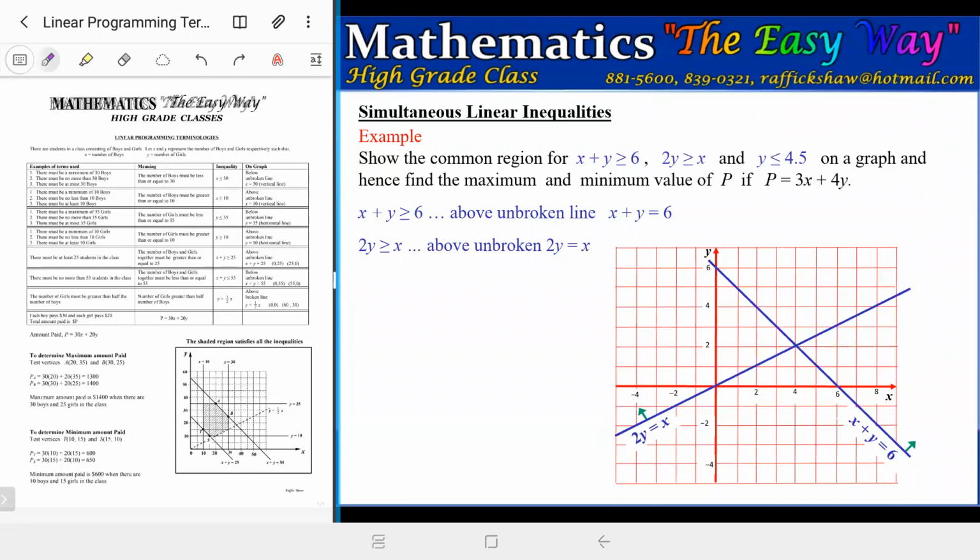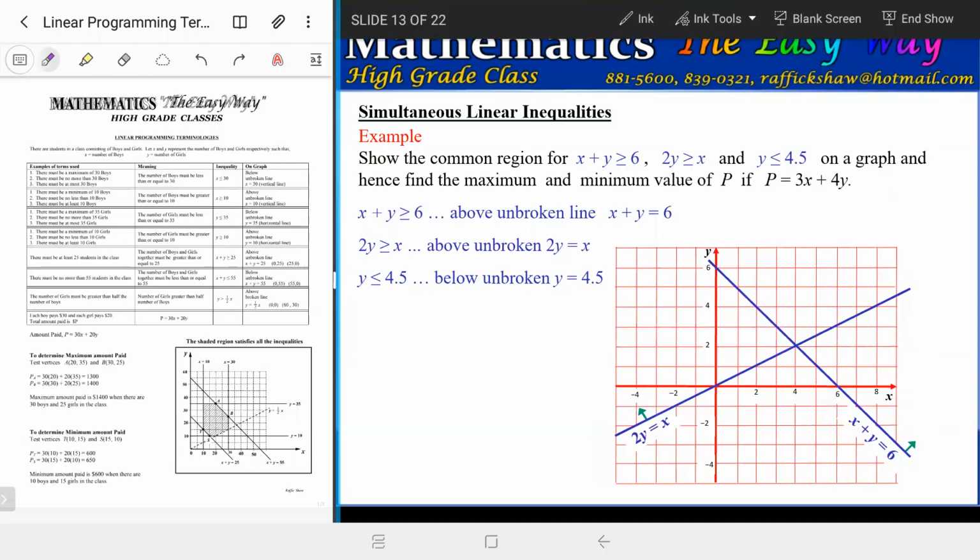So the next line now is y less than or equal to 4.5. So the y on the left side is positive, and so less than means below. The equal is there in the inequality, so the equal tells us that we want a solid unbroken line.